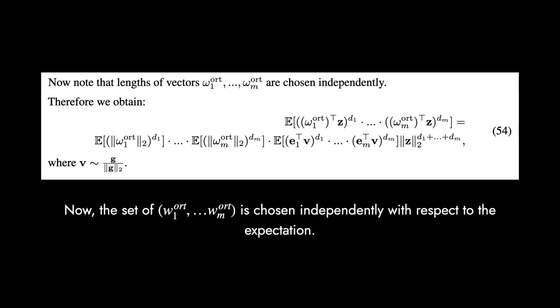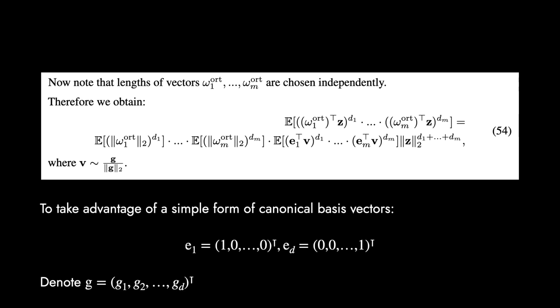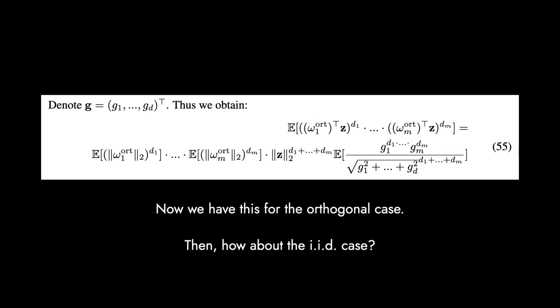Now, the orthogonal vectors are chosen independently with respect to the expectation, so these are factorized into 3 parts. To take advantage of a simple form of canonical basis vectors, denote a vector G consisting of Gaussian scalar samples. Now we have this for the orthogonal case.